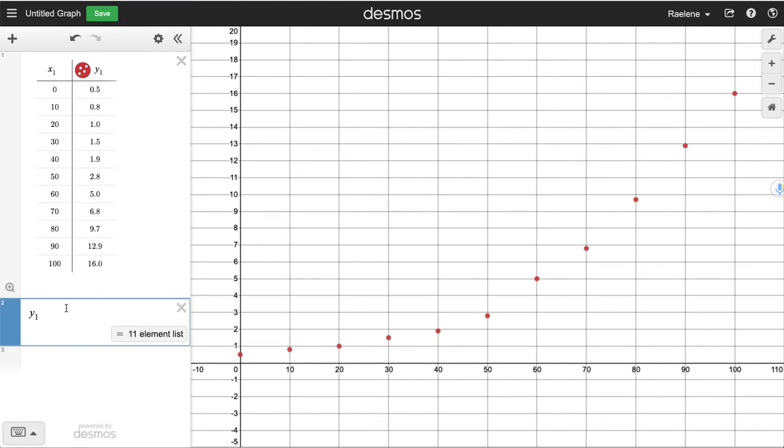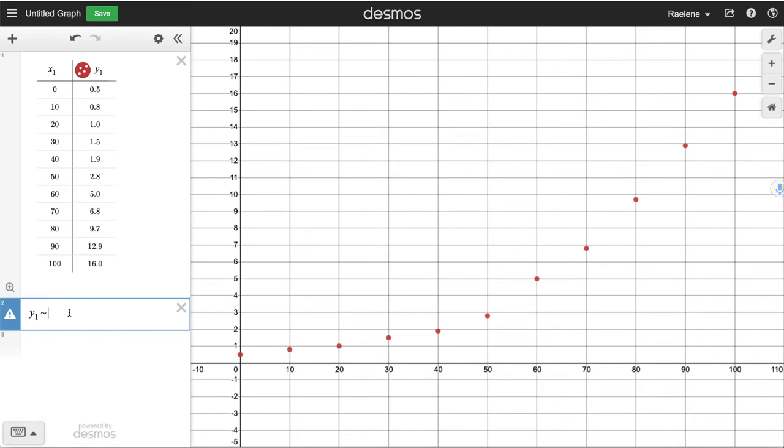The next part is not to use an equal sign, but to use this kind of curvy line, which we call a tilde. This is kind of the regression operation. It cues the program that we're making a regression equation. So it's going to fit the data with the best possible equation.